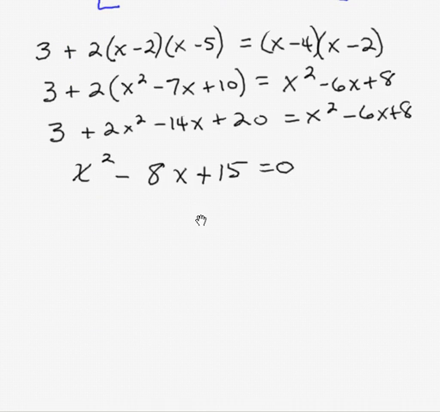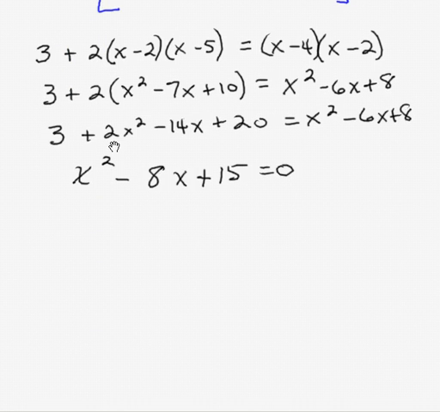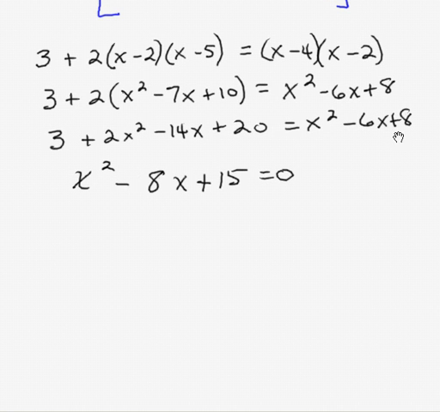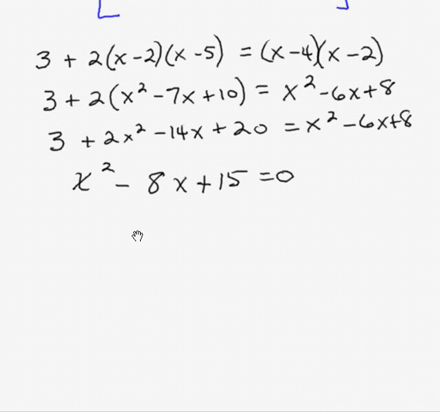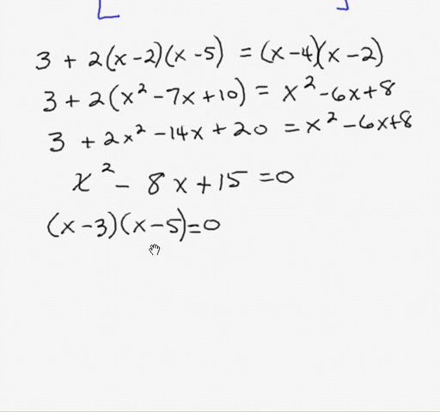When we do that, I'm going to subtract x squared from both sides. 2x squared minus x squared is x squared. I'm going to add 6x. Negative 14x plus 6x is negative 8x. I'm going to take the 23 and subtract 8 from it, and that gives me 15. Factor that by FOIL backwards is x minus 3 times x minus 5 equals 0.